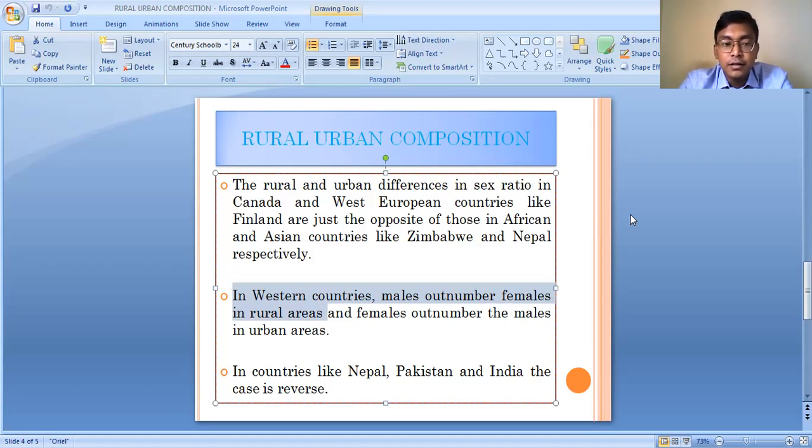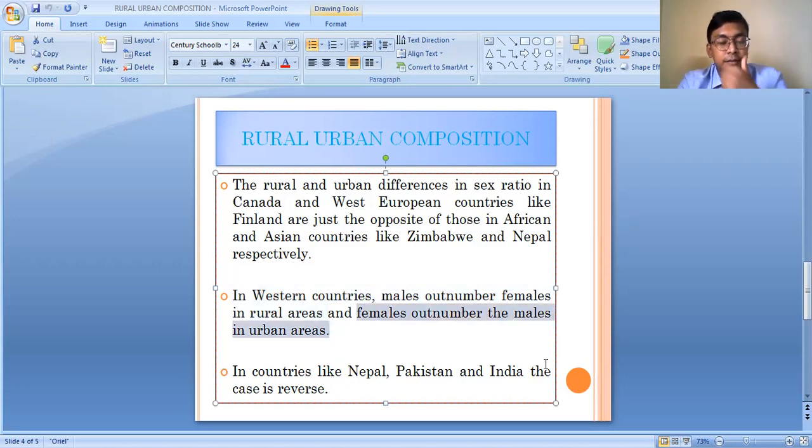But in the urban areas, the females outnumber the males. In the urban areas, females are more than males. Females are more in the urban areas than the number of males.